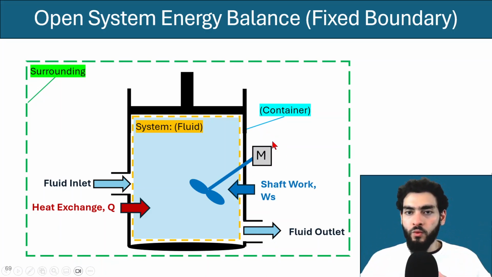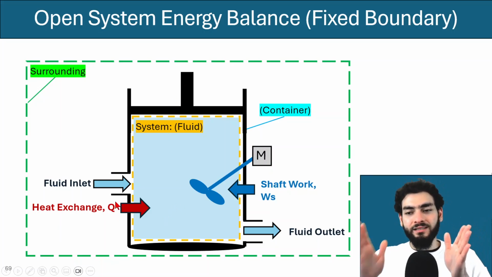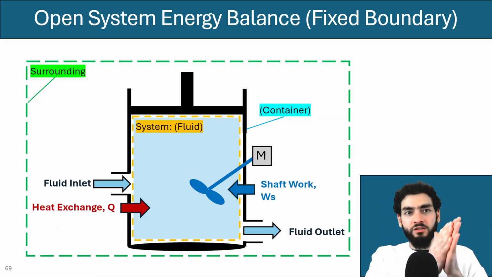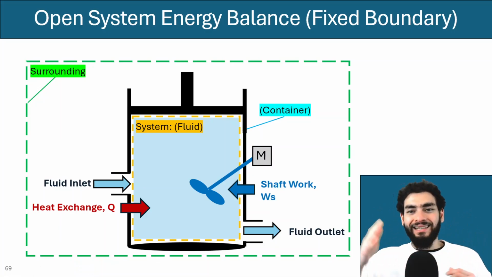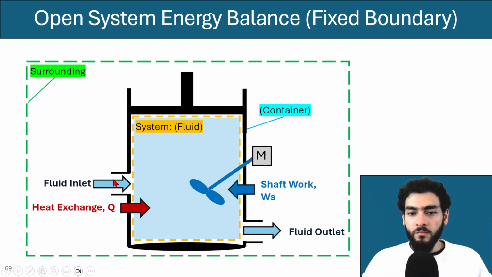When it comes to open systems, obviously you can have fluid that enters the system through the surface, through the boundary, and then leaves through the surface of the boundary. And still you could have heat exchange of the system with its surroundings and additional shaft work, for instance from a mixer that is applied on the system fluid itself.